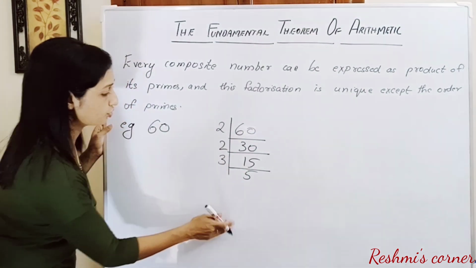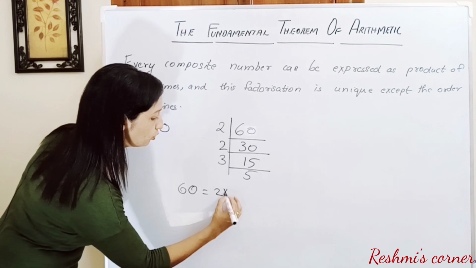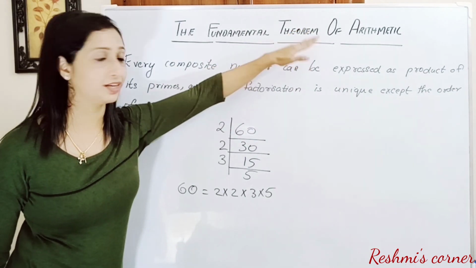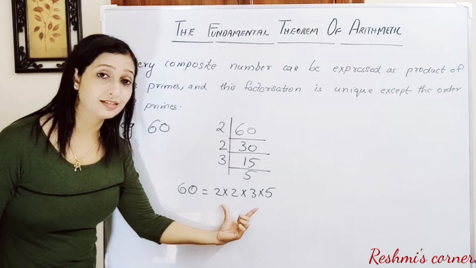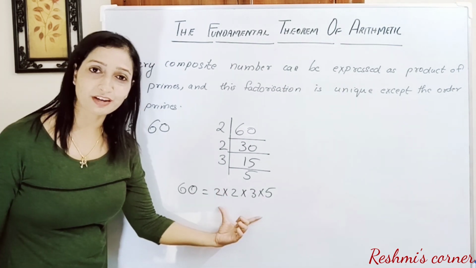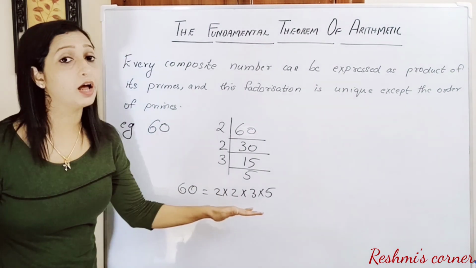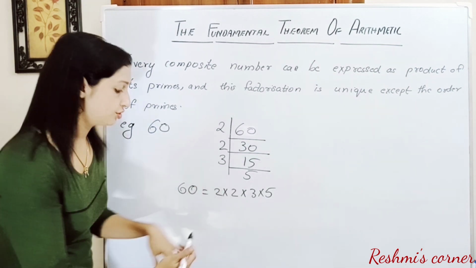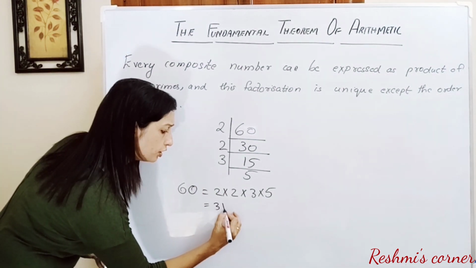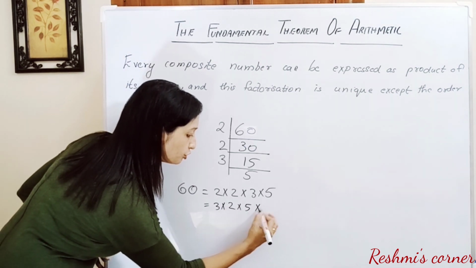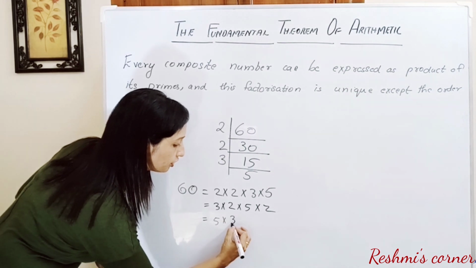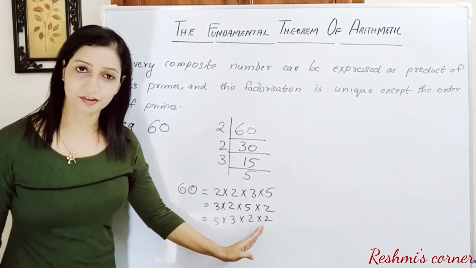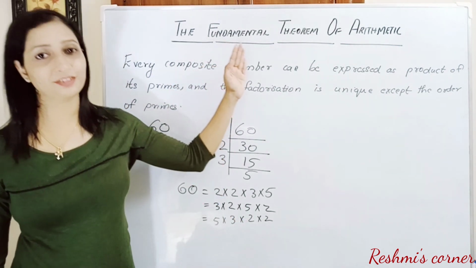So what is the prime factorization of 60? 60 is equal to 2 into 2 into 3 into 5. So this is our fundamental theorem of arithmetic. Any composite number can be represented as the product of its primes and this factorization will be unique. That means there can't be any other prime factors for 60. But the order of primes can change. That is, it can be written as 3 into 2 into 5 into 2 or again 5 into 3 into 2 into 2. This can take any order but the prime factors remain the same. So that was our fundamental theorem of arithmetic.